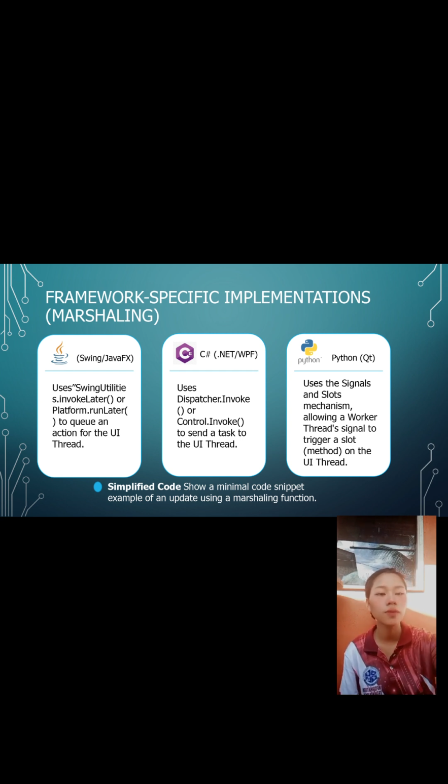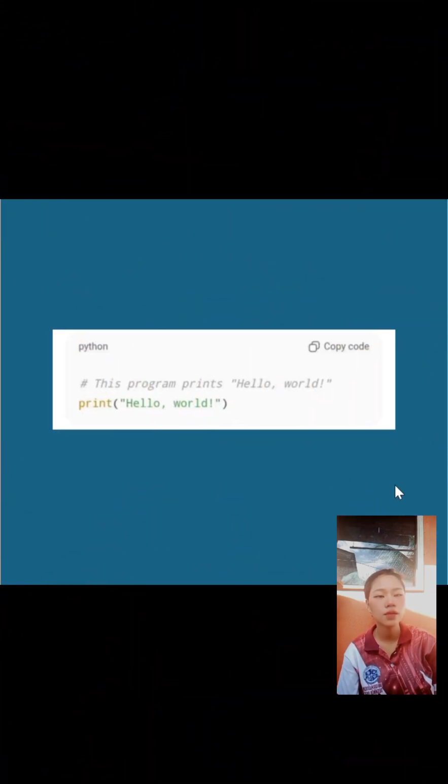Then, what is Python used for? It is used for web development, data science and machine learning, scripting and automation, game development, then desktop GUI applications, cybersecurity, hacking tools, IoT, and robotics. So I have a simple Python code. This program prints hello world.